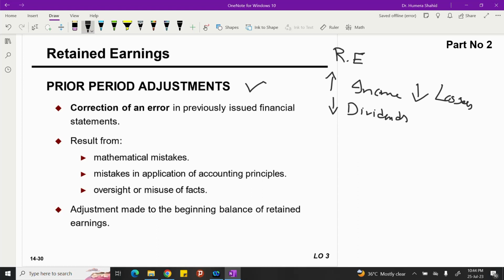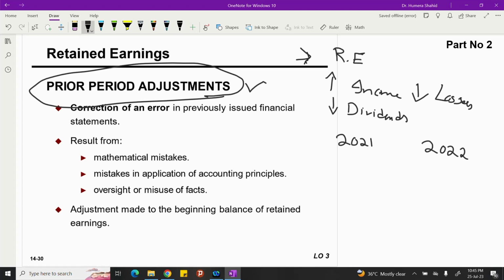Now, why do we take prior period adjustments? It means prior years' adjustments into the retained earnings account, for which we create a base. For example, you are preparing the retained earnings statement of the year 2022. During preparation, you need to know that in 2021 there was one revenue which was not recorded. Let's suppose the revenue was 50,000 which was not recorded. When you did not record this revenue of 50,000, the revenues were understated. The revenues were less.